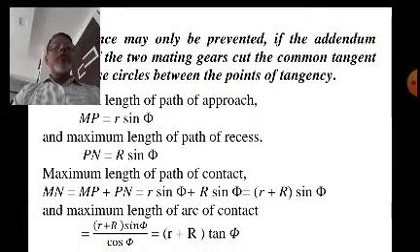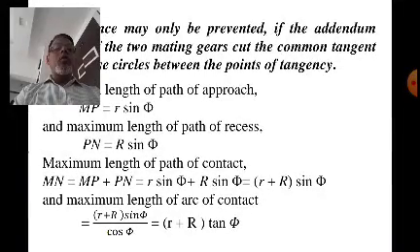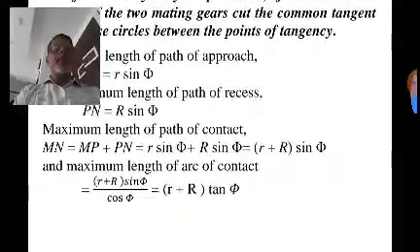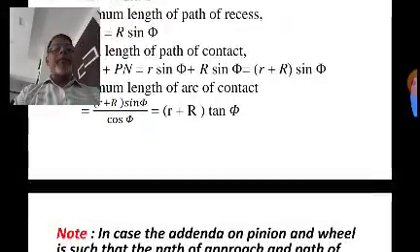Right? So the maximum length of path of contact MN is equal to MP plus PN. So small r sin phi plus capital R sin phi gives you (small r plus capital R) inside the bracket, and outside the bracket it is sin phi. And the maximum length of arc of contact you always get by dividing the length of path of contact by cos phi, which gives you the length of arc of contact. So (small r plus capital R) into sin phi divided by cos phi gives you tan phi.